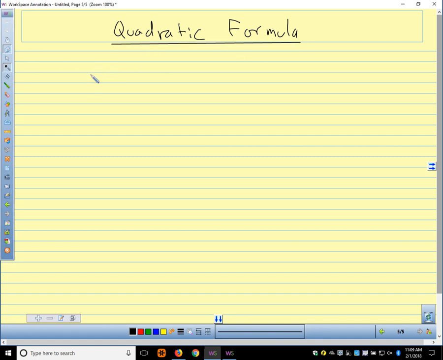So if we have an equation where we have some number in front of x squared plus some number in front of x plus another number, and that equals 0. So you have an x squared, an x, and a number, and it equals 0. That's a quadratic equation. Quadratic means second power. The quadratic formula gives us a way to figure out what x is.